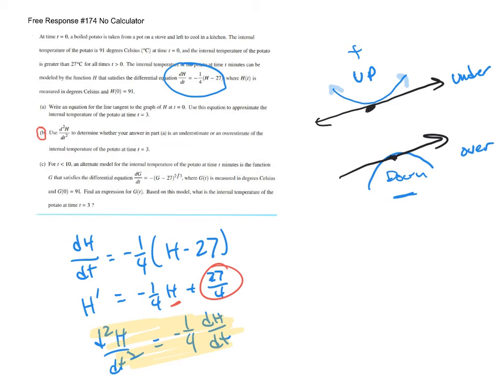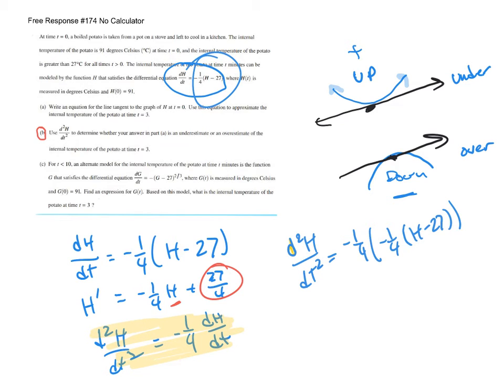Now, we already know what the first derivative is, so let's just write that out. So this is my second derivative, d2h over dt2. That's going to be negative 1/4 times the original up here, which was negative 1/4 times h minus 27. And when we distribute this, we're going to get 1/16, because negative 1/4 times negative 1/4 is 1/16. So that's 1/16 h minus 27 over 16.